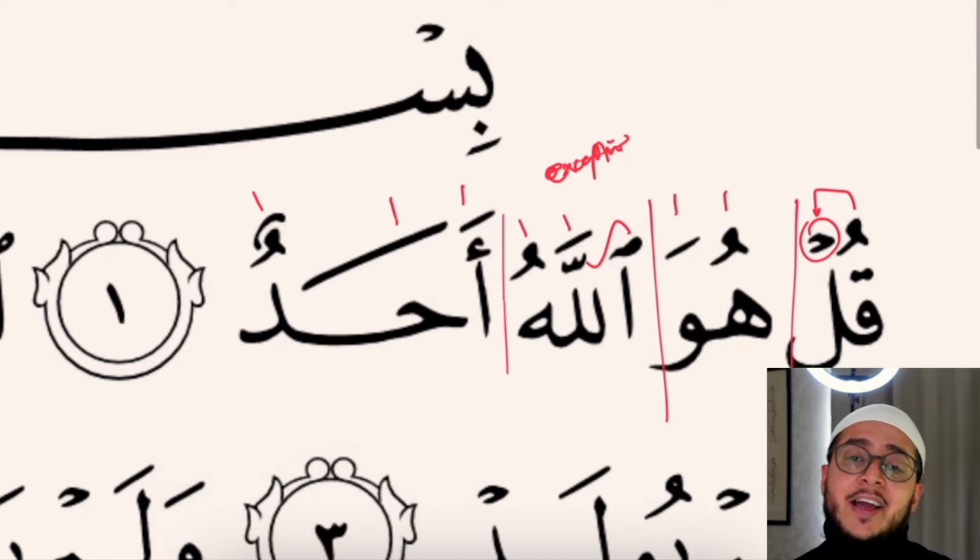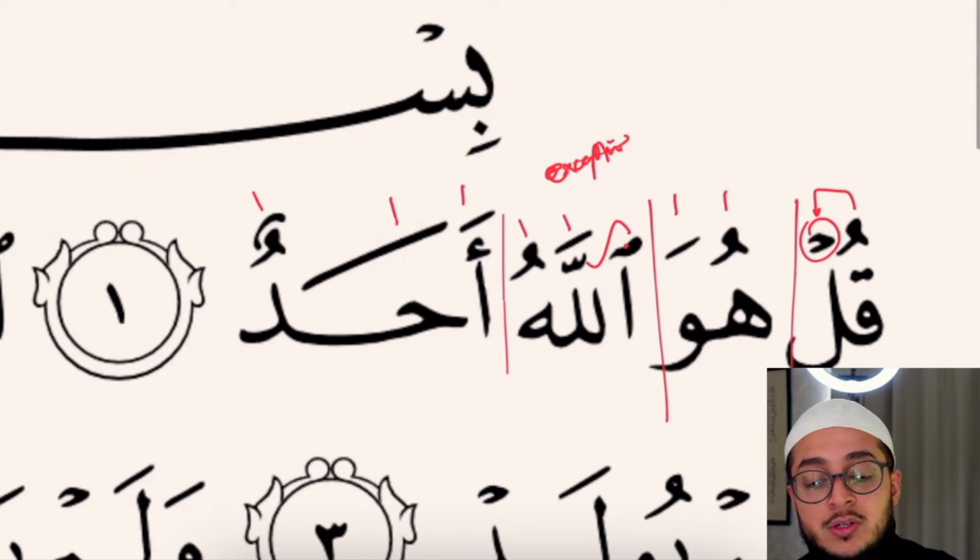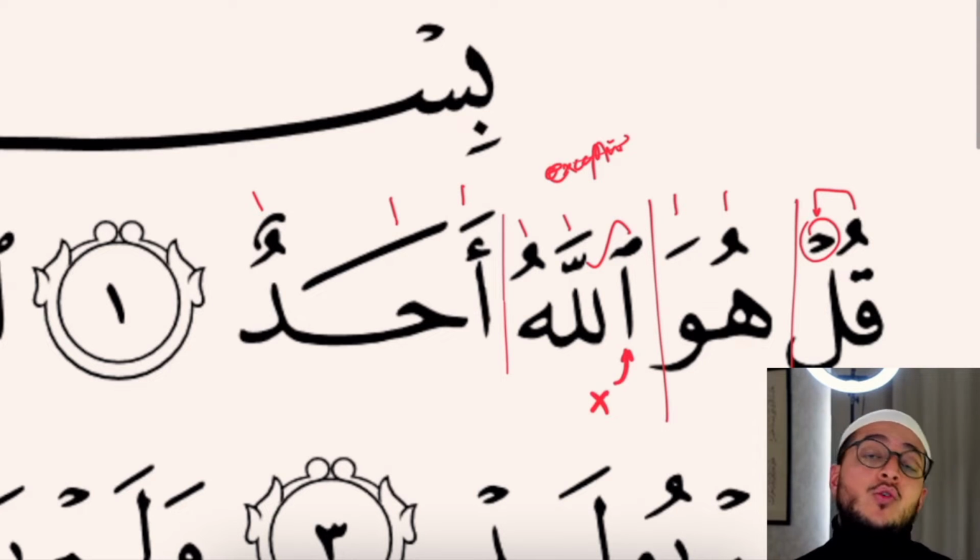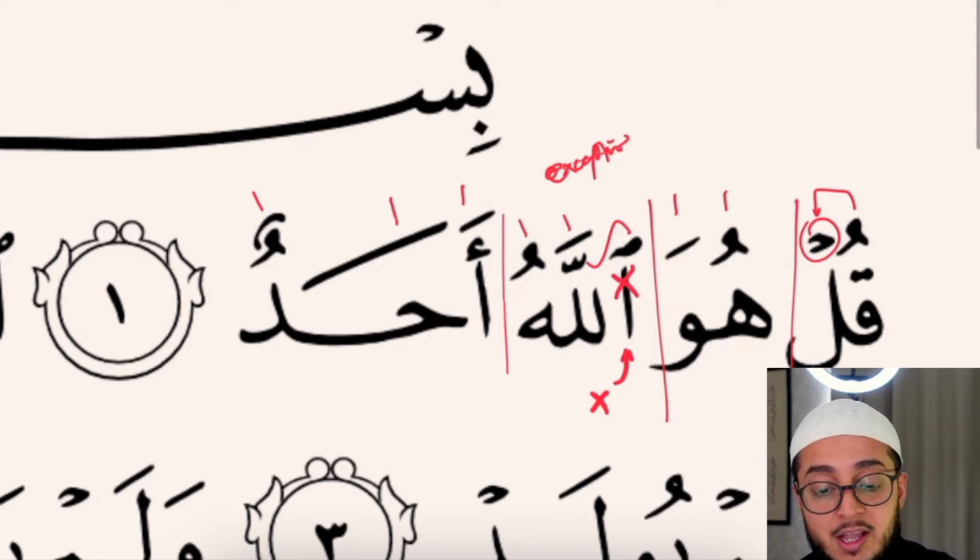But do we really read it like this? No. What changes? Well, this is Hamza tul wasl, the Hamza that has a small sword on top. This Hamza gets ignored when it comes in the middle, so you're going to cancel that.